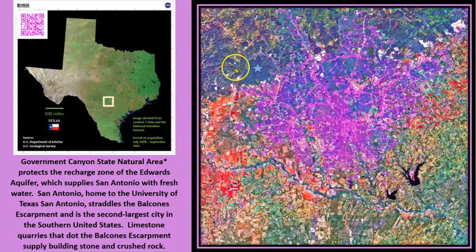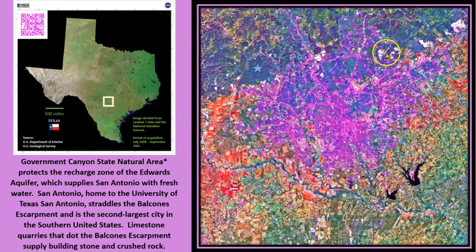Government Canyon State Natural Area protects the recharge zone of the Edwards Aquifer, which supplies the city of San Antonio, in purple, with fresh water. San Antonio, home to the University of Texas at San Antonio, covers much of the recharge area as it straddles the Balcones Escarpment. This is an erosional break in the landscape caused by erosion.